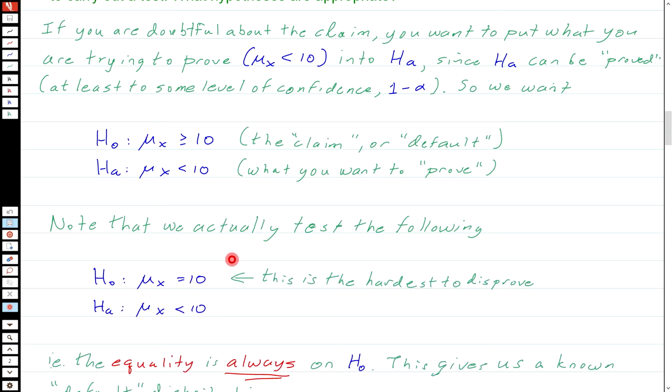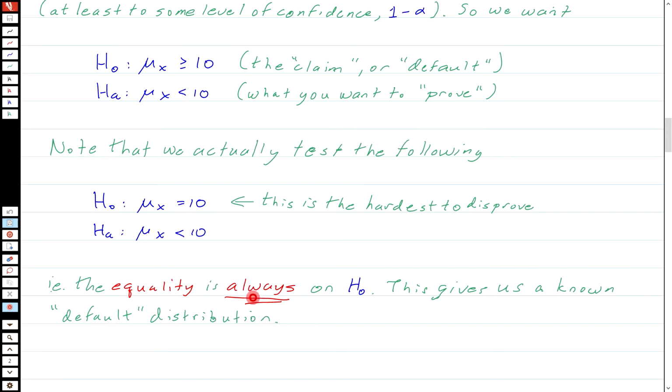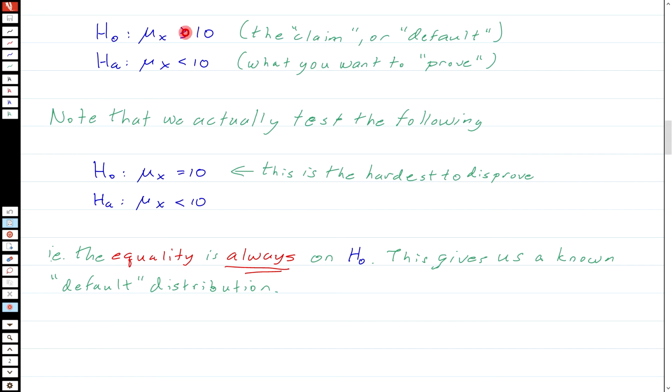Okay, so as I mentioned, this is what we actually test. Mu x equals 10. It's the hardest to disprove, and it also gives us a distribution to use. So this tells us what the mean is that we're going to use to judge our results. If we're sufficiently far away from the mean in the direction of HA, then we reject the H naught and conclude that HA is correct. And as I mentioned, the equality always has to be on H naught.